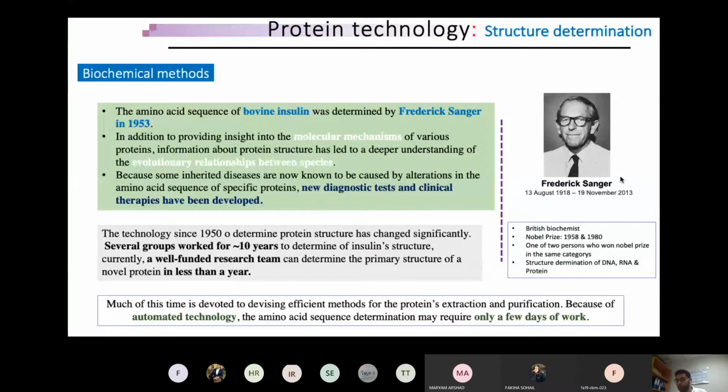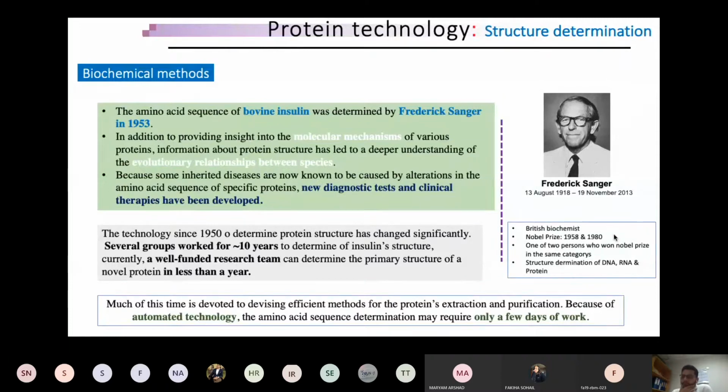He was a magic guy, a kind of, because he won 2 Nobel Prizes. This is one of the amazing things about this guy. He won 2 Nobel Prizes, one in 1958 and another in 1980. He is one of only 2 people in history who won 2 Nobel Prizes in the same category, in his case chemistry. The other guy won his Nobel Prize twice in physics. Of course, these are 2 genius guys.